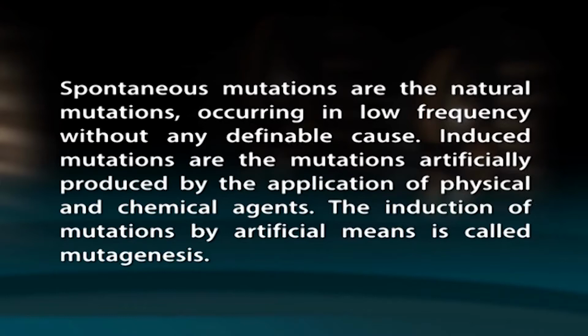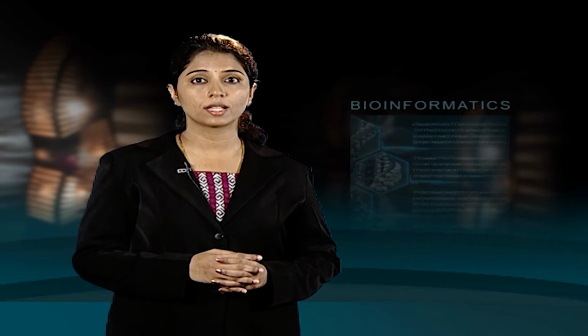Spontaneous mutations are the natural mutations occurring in low frequency without any definable cause. Induced mutations are the mutations artificially produced by the application of physical and chemical agents. The induction of mutations by artificial means is called mutagenesis. The chemical and physical agents which can induce mutations are called mutagens. Most mutagens are carcinogenic agents. Mutations for the most part are harmless except when they lead to cell death.